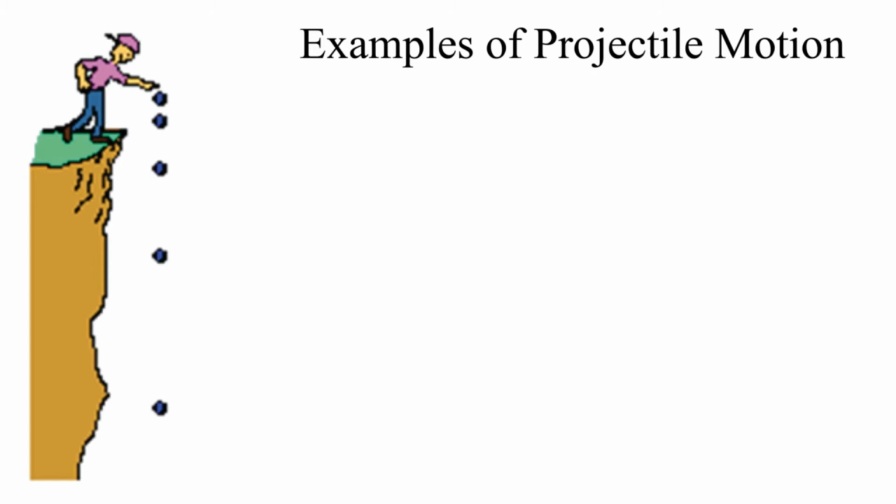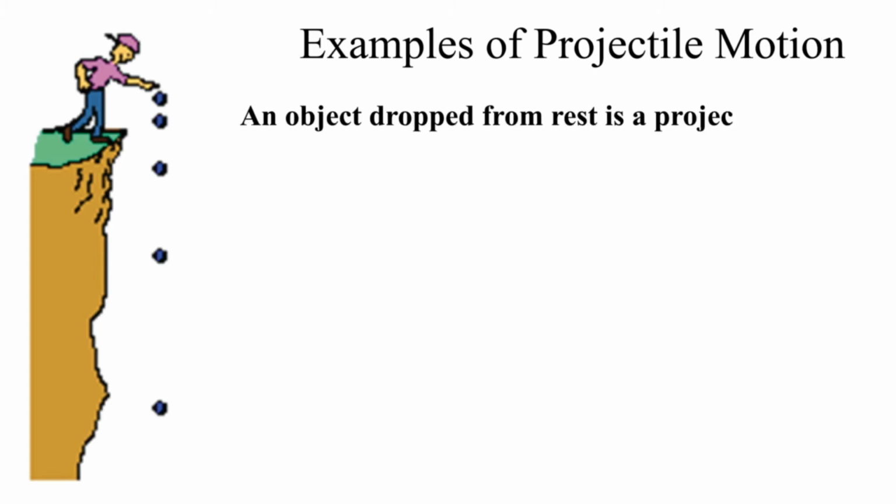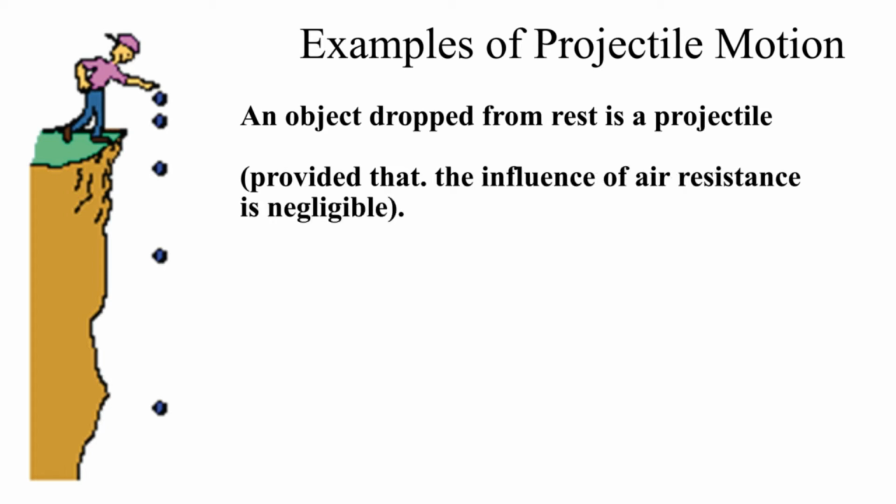An object that is dropped from rest is a projectile. So if I have any object and I'm dropping the object from a certain height to the ground, the object is said to be a projectile, provided that the influence of air resistance is negligible. So as displayed here, I'm dropping an object, and in this instance we will say that this object is a projectile.